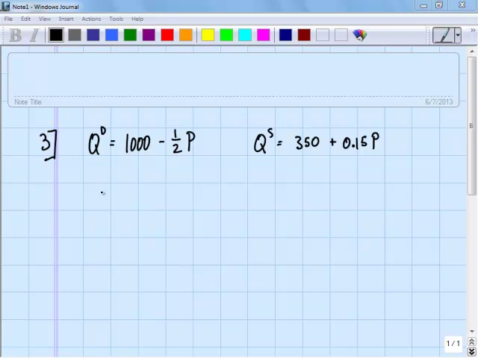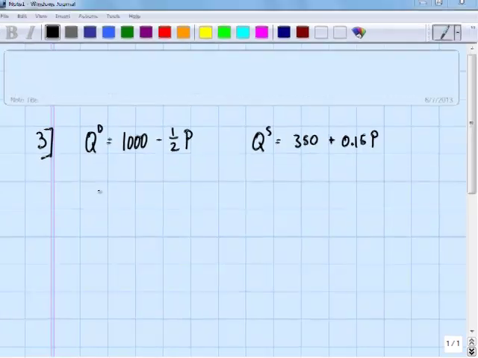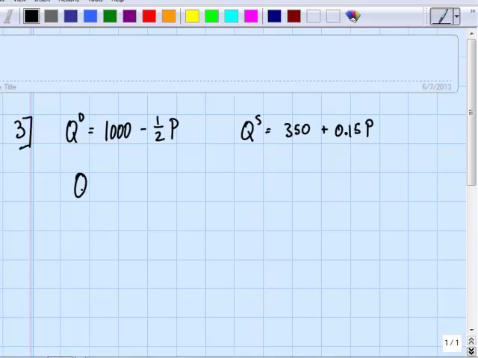So question 2, we're going to start off with just a simple demand and supply. And it's asking in equilibrium how many compact cars will be sold and at what price. Pretty straightforward. Set quantity demanded of 1,000 minus 1/2 P equal to the quantity supplied, 350 plus 0.15 P.